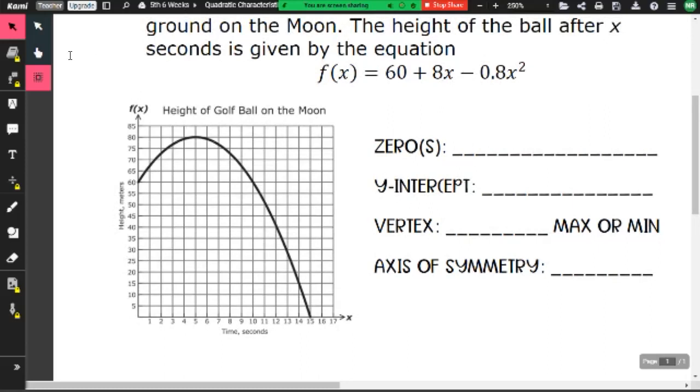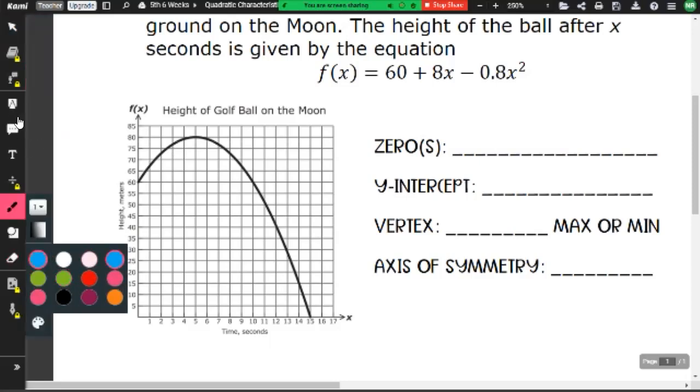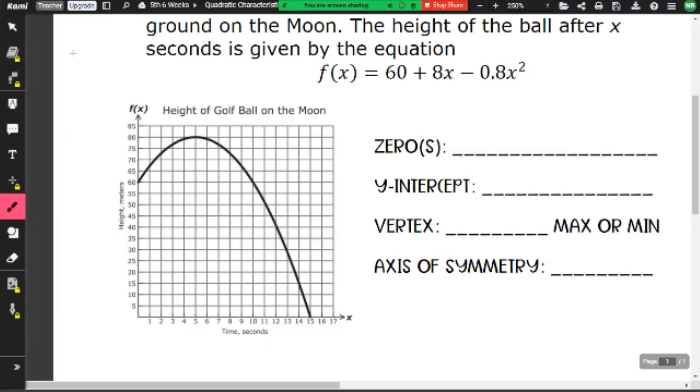Everybody see this f of x right here? So f of x is no different than having what letter here or what variable? Y. This is just another way to label that y-axis, trying to throw you off as always, okay?